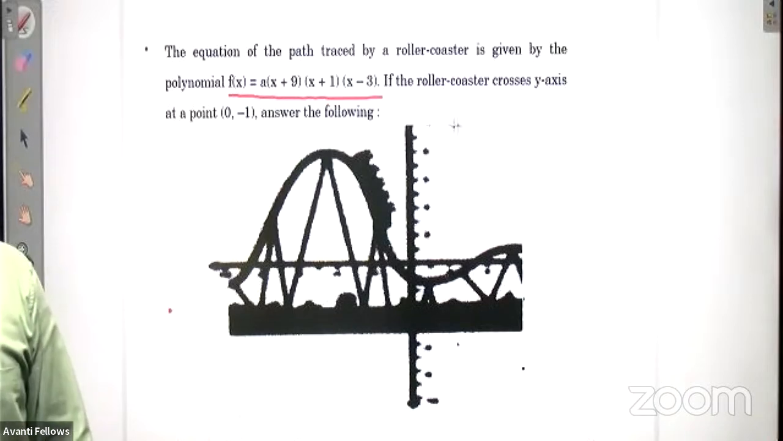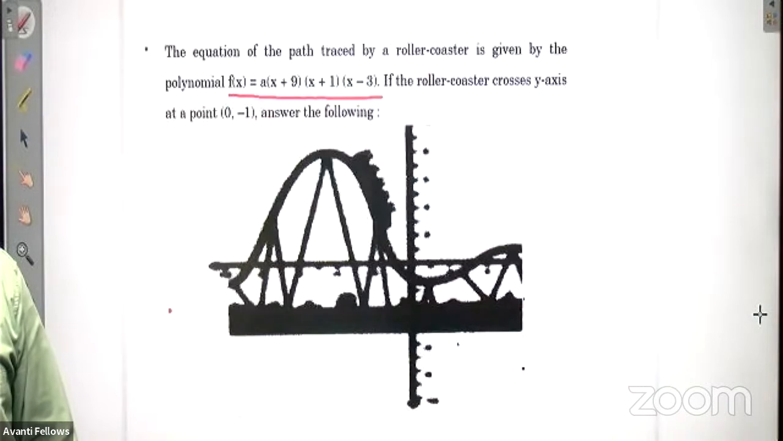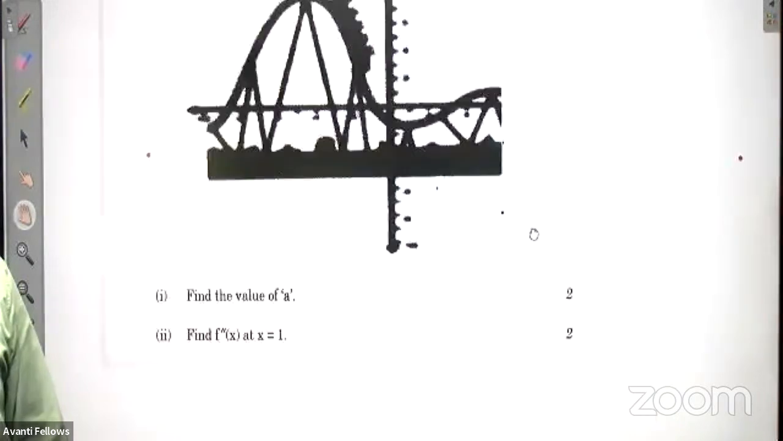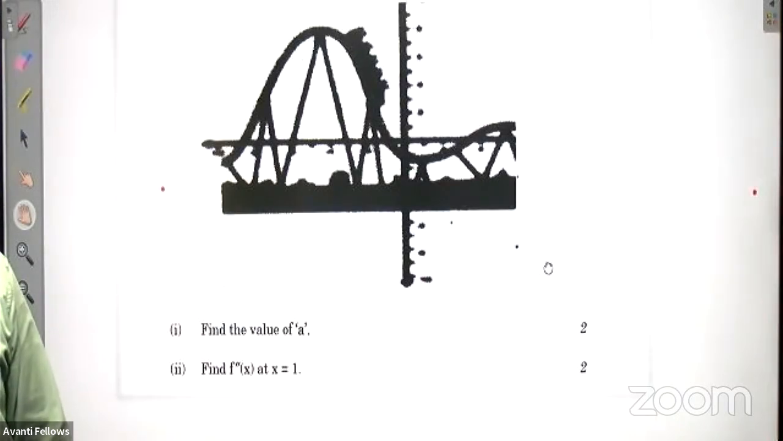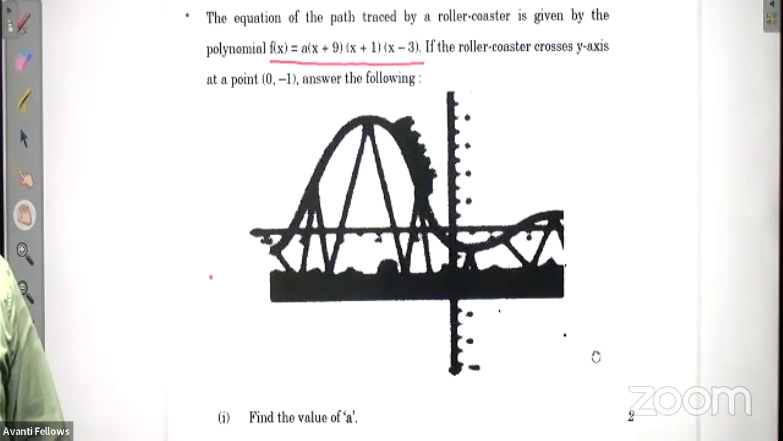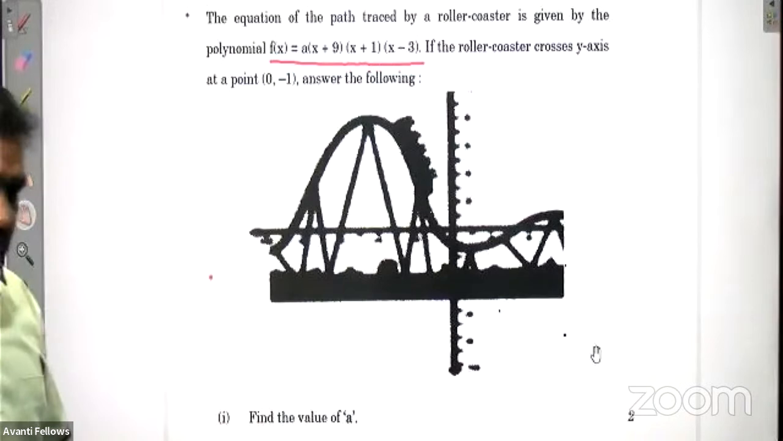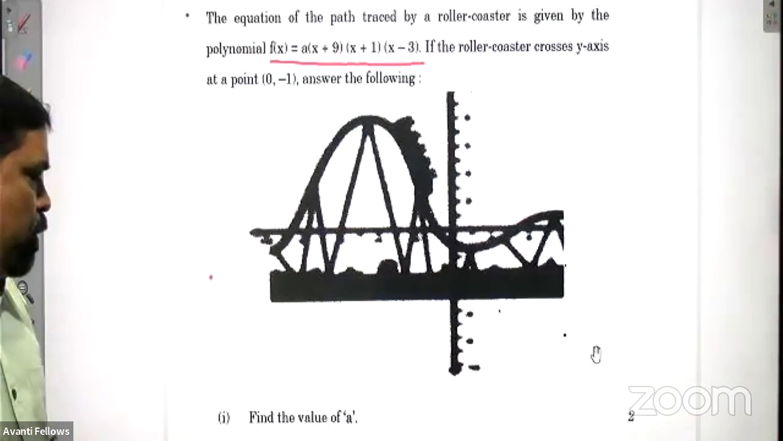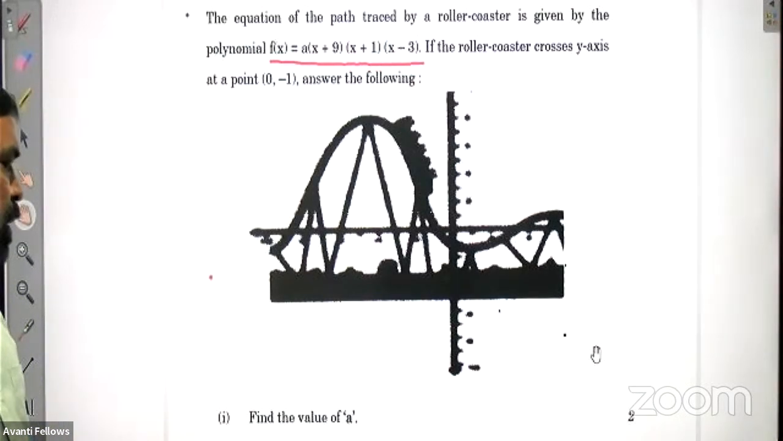So the question is, if the roller coaster crosses the y-axis at the point (0, minus 1), what is the value of a? Find the value of a and also find f double dash x at x equal to 1. So very simple question actually. No difficulty anywhere actually.